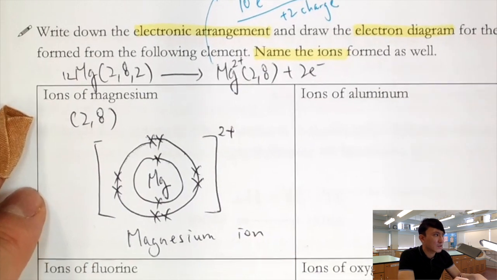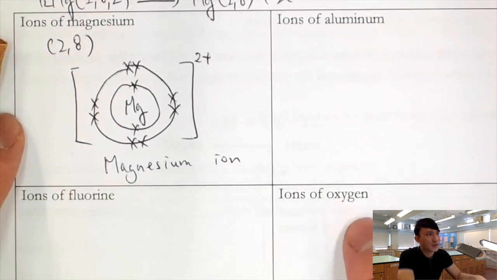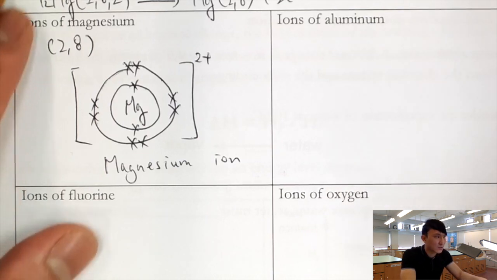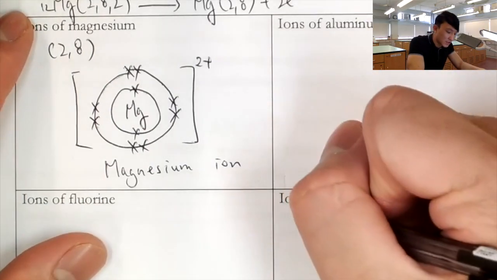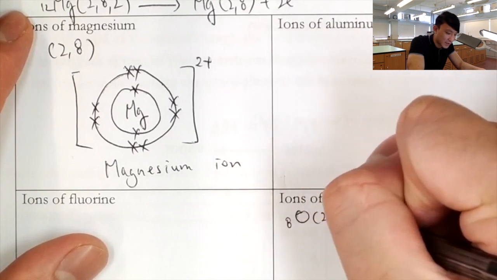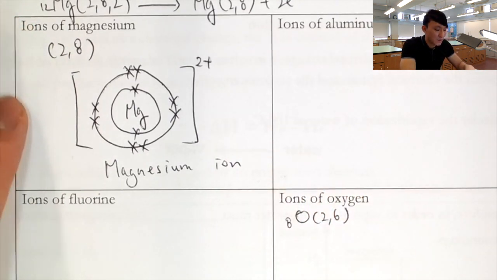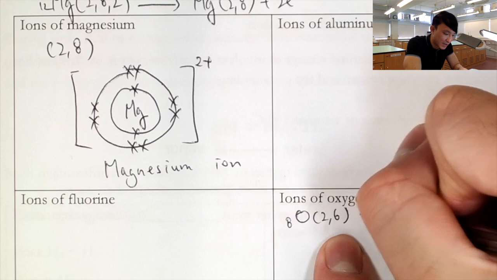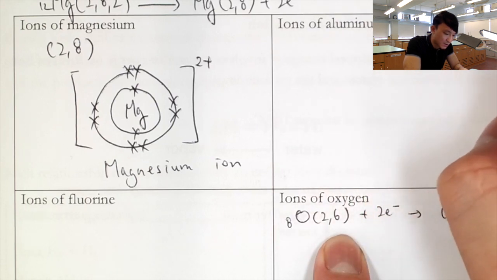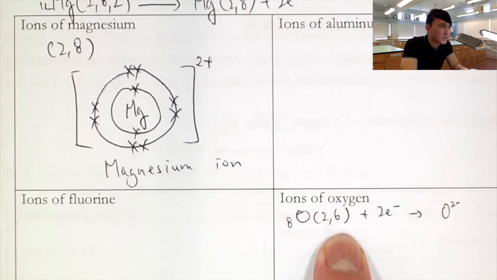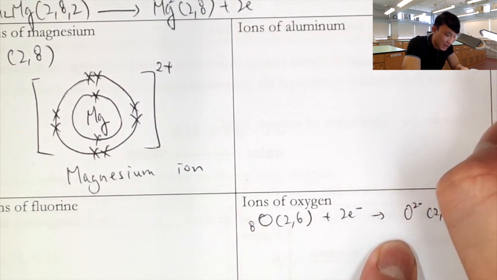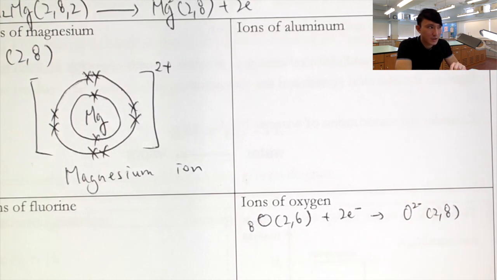Let me do one more example. Let me do oxygen here, ions of oxygen. Again, we can do this rough work. Oxygen is number 8, so it's 2,6. Now, does it gain or lose electrons? Of course, it will gain electrons. So it will gain 2 electrons to become oxide ion, O2 minus. And this time it is 2,8, which is very stable.